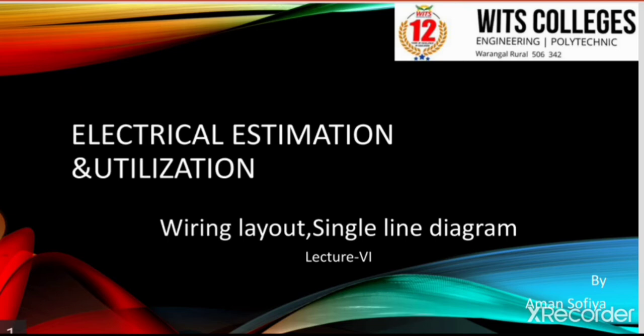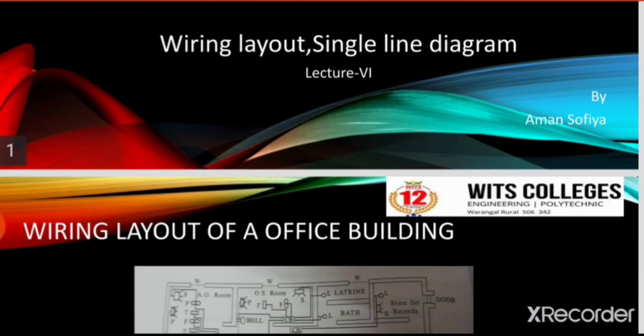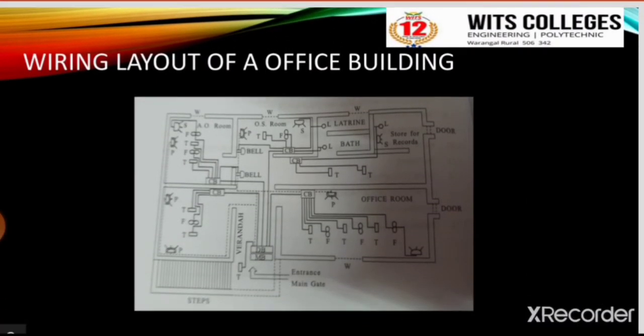Now let us see the wiring layout of an office building. You can see in the figure we have taken a number of notations: MB is nothing but meter board, P is power socket, T indicates the tube light, F is fan, DB is the distribution board, CB is control board, and L is lamp.